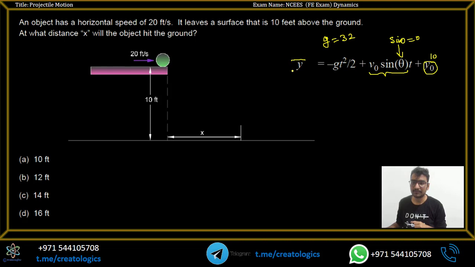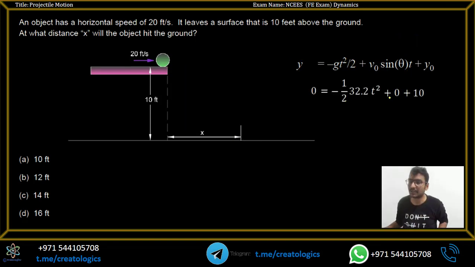At the end, I want to find the time when the ball goes from here to this end point. So what will be the height at the end? The value of y is 0 at the end. So I take y as 0, and we get an equation in terms of t only. When I substitute those values, I get 0 equals negative 1 by 2 times 32 times t square plus 0 plus 10.